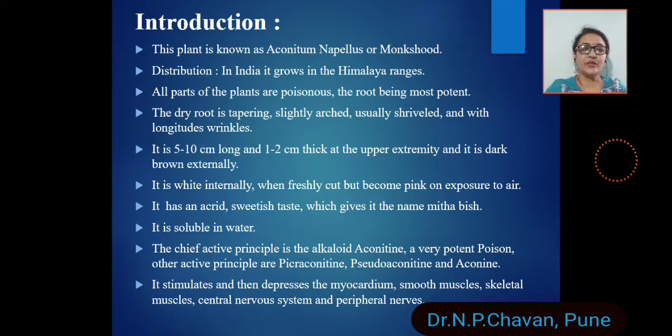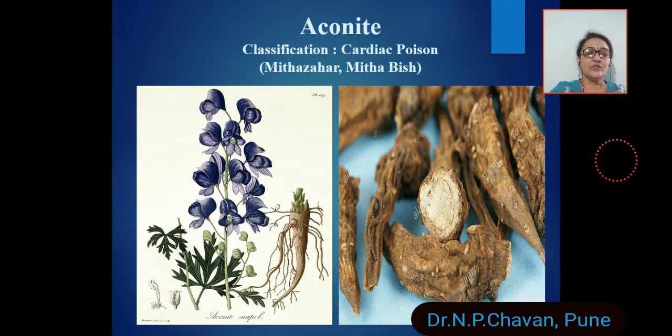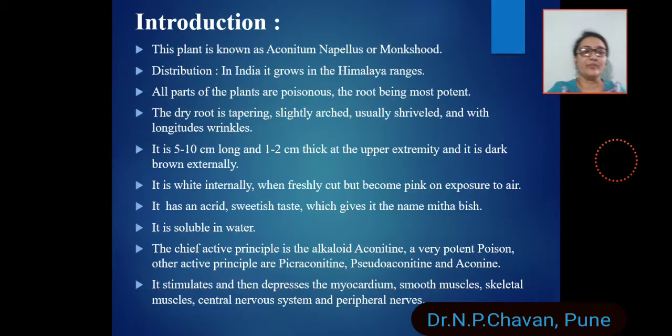Its distribution in India is in the Himalayan range. All parts of the plant are poisonous, but mainly the root is more potent. The dry root is tapering, slightly arched, and usually shriveled with longitudinal wrinkles. So you can see the roots, how they look. It has a tapering end.